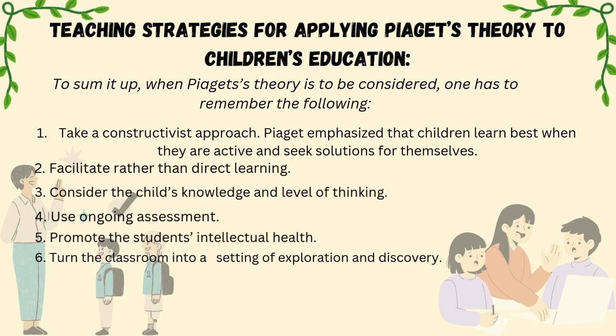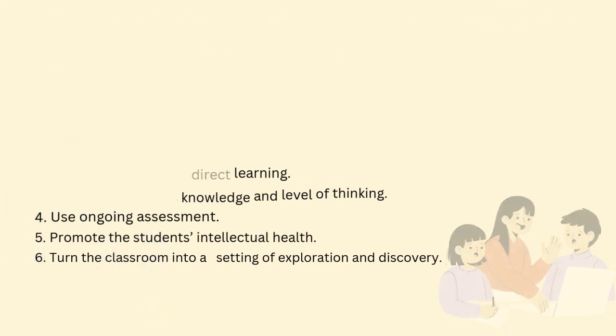Second is, facilitate rather than direct learning. Third is, consider the child's knowledge and level of thinking. And fourth is, use ongoing assessment. Individually constructed meanings cannot be measured by standardized tests. Fifth is, promote the student's intellectual health. Sixth, turn the classroom into a setting of exploration and discovery.